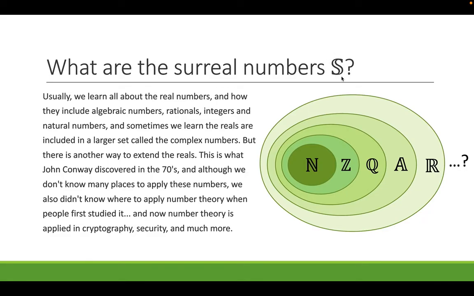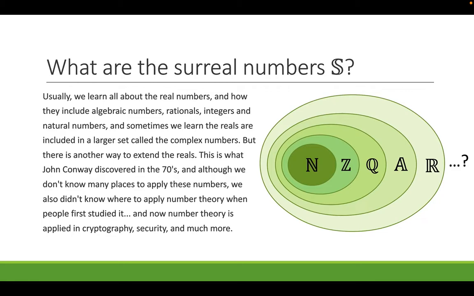I'm going to use this notation so that it's more similar to what we're used to, but they're not usually denoted like this. They're usually denoted with an N and a 0. So usually we learn all about the real numbers and how they include algebraic numbers, rationals, the integers, and natural numbers. And sometimes we learn that the reals are included in a larger set that we call the complex numbers.